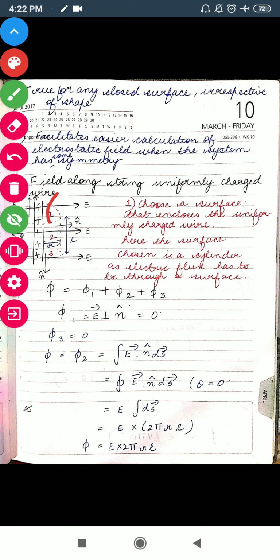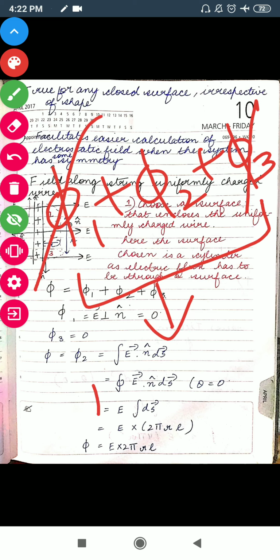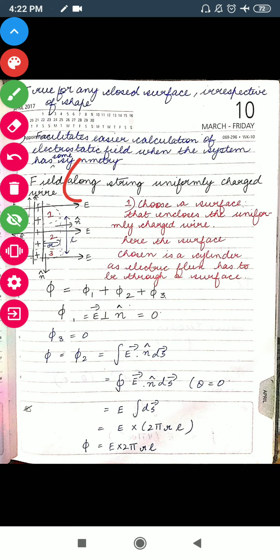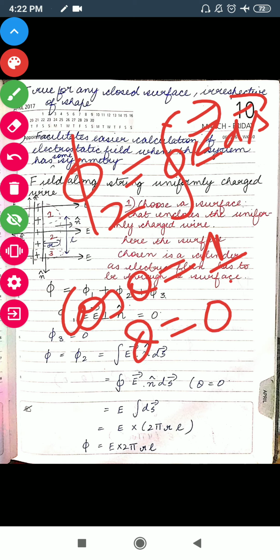So we have three fluxes, phi 1, phi 2 and phi 3, to calculate the total flux. Phi 1 goes away and phi 3 goes away, because in these two regions the electric field and the area vector are perpendicular to each other, and the value of cos 90, as you are well aware, is 0. So we are left only with phi 2, which is E dot ds. The value of cos theta is 1 here, because theta is 0. When we open it, the electric field moves out of the integral sign because it is constant here, and we get ds.